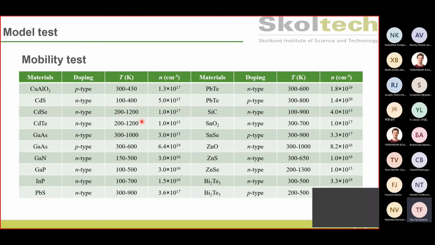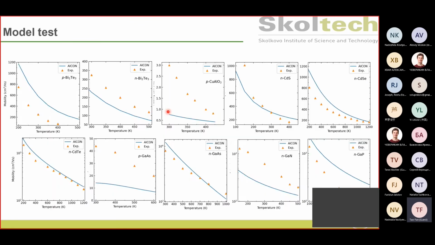This page shows the test for the mobility, and this table lists the compounds used for testing and also the doping, including both N-type and P-type materials. The temperature and carrier concentration correspond to the experimental conditions, and the calculation runs at the same conditions, so the results can be compared. And these two pages show the results of mobility. Generally, I can say the calculated values are close to the experimental values.